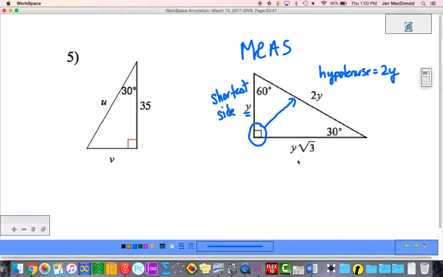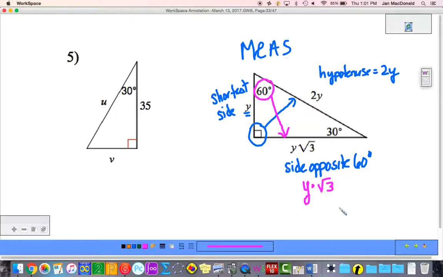Well, this side here is called the side opposite 60 degrees. It's called that because if you circled the 60-degree angle and you drew an arrow to the side opposite, you'd bump into this side. Okay? And the side opposite 60 degrees is shortest side times radical 3.